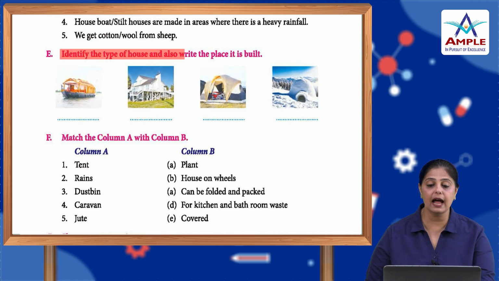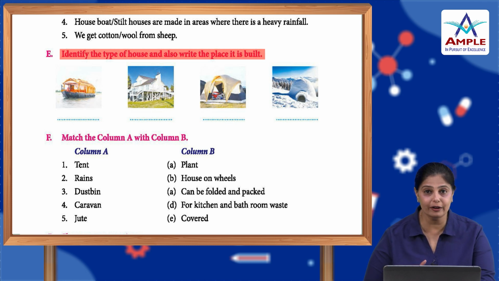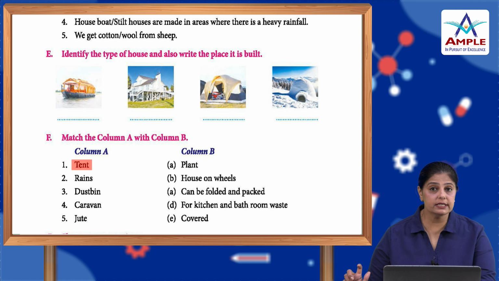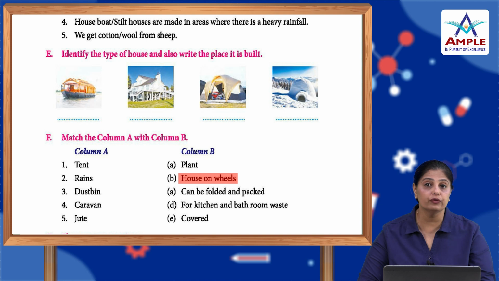Identify the type of house and also write the place it is built. So, children, I have already told you about the description. Now, you have to guess it from the pictures. Match column A with column B. Tent. What is a tent? Tent can be folded and packed. Rains. In rains, we need to cover ourselves. So, covered. Then, dustbin. What is dustbin used for? It is used for kitchen and bathroom waste. Caravan is a house on wheels and jute is a plant.